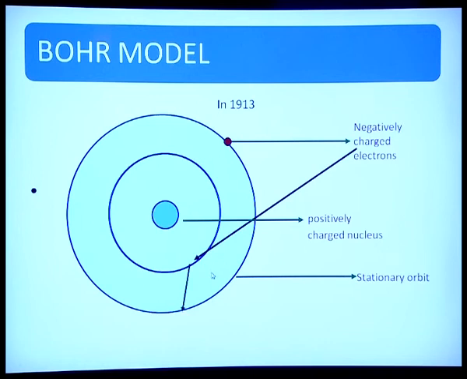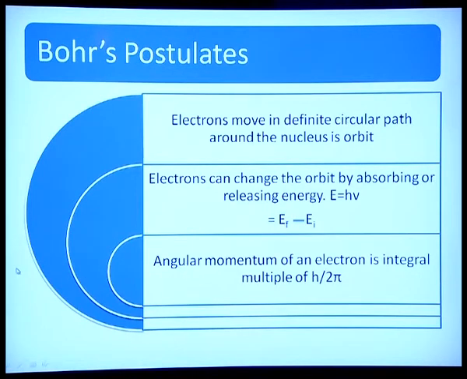In the Bohr model, electrons move around the nucleus in a circular path which is known as an orbit. You can see here also. This Bohr's model is based upon postulates which are known as Bohr's postulates. Electrons move in a definite circular path around their nucleus, called an orbit. Electrons can change the orbit by absorbing or releasing energy.